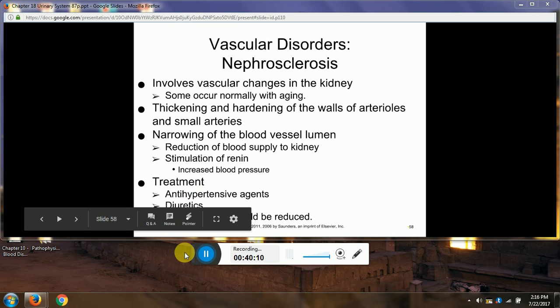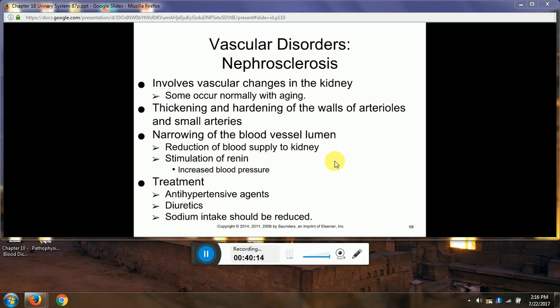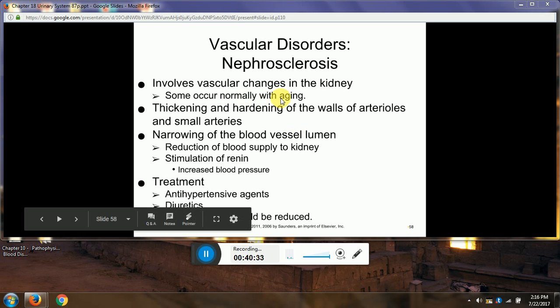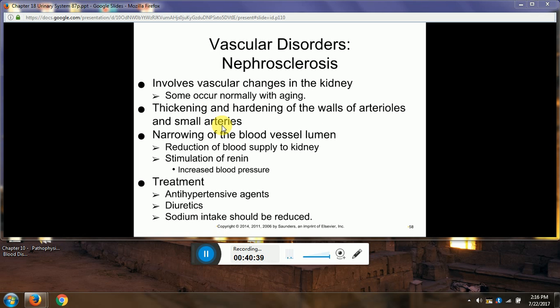In this portion, we're going to talk about vascular disorders of the kidney, for example, nephrosclerosis. Remember the term atherosclerosis, where there is damage in the blood vessels of the circulatory system? Nephrosclerosis means the same damage that is happening system-wide is also happening in the blood vessels of the kidney. And some occur normally with aging, just like atherosclerosis, so there's thickening and hardening of the walls of the arterioles and the small arteries of the kidney.